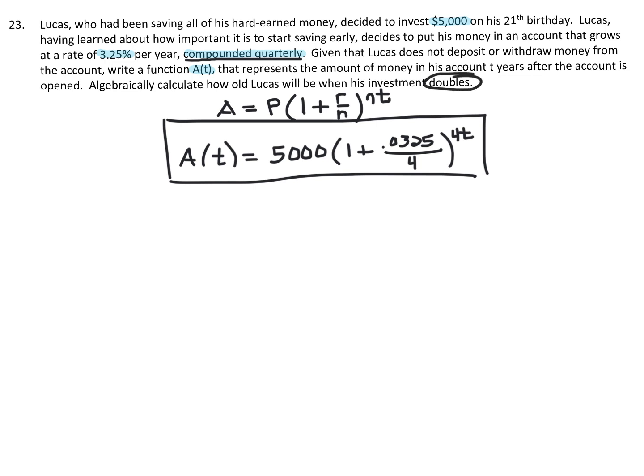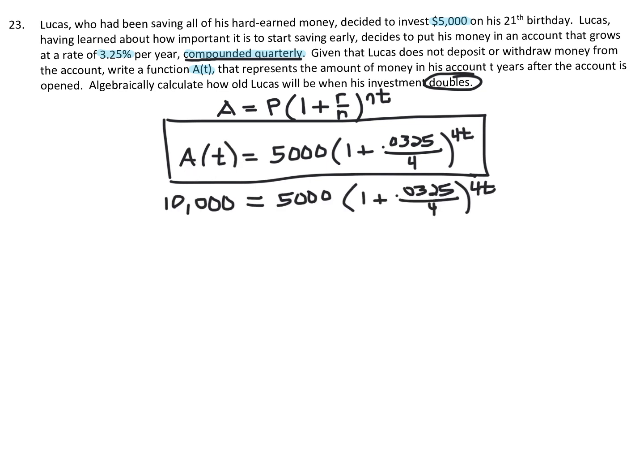We need to take whatever the initial investment was, which was 5,000, and multiply it by 2. So 5,000 times 2 would be 10,000. So we're going to plug in 10,000 for the final amount here, for A of t, and then we're going to solve for the time.